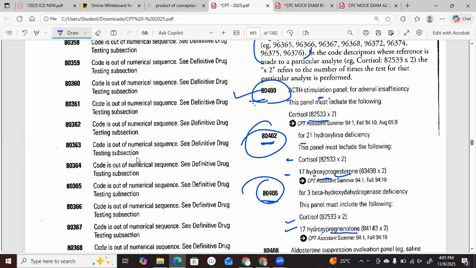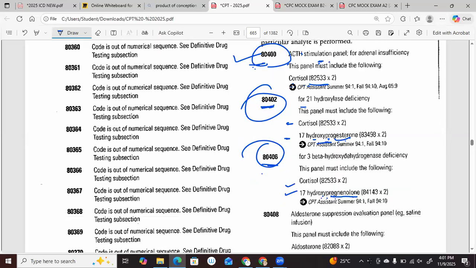So very good. In this section, we have a progesterone, and in this section we have a pregnenolone. So whenever you are going to code from this section, you have to read the panel components very carefully to make sure there is no confusion. And if there is a panel code available, we have to use the panel code itself.